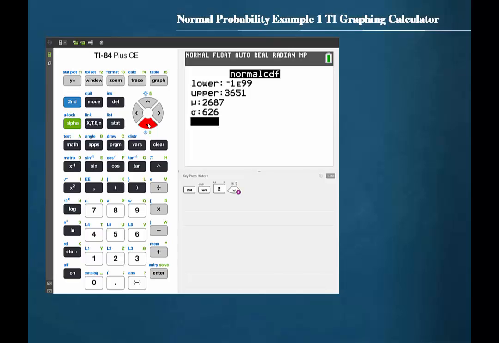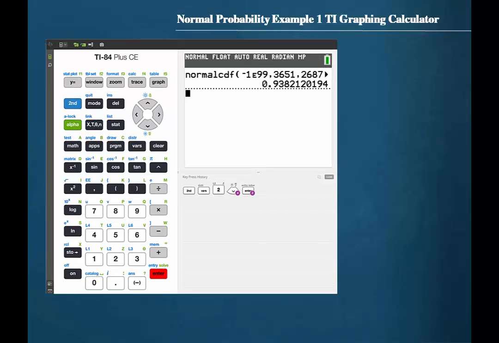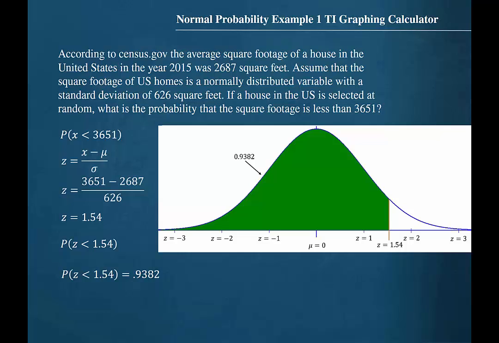Then we should use the cursor to highlight paste and press enter. If you are using an older version of the TI graphing calculator, you may not be presented with the menu. In that case, the order that the values should take is lower limit, upper limit, mean, and standard deviation. Press enter, and the calculator has determined that this probability would be 0.9382. This agrees with the probability that was determined using the normal probability table.